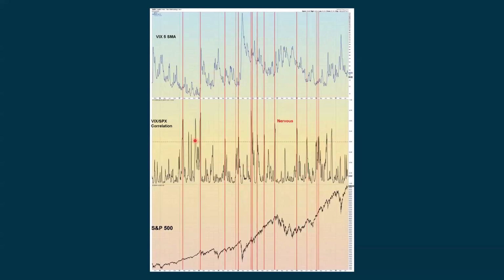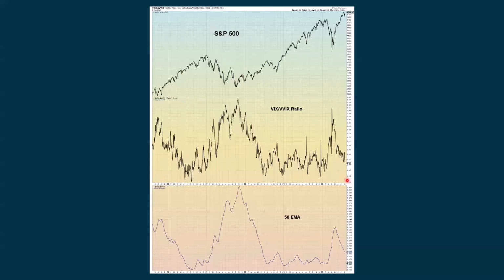We look at a correlation between the VIX and the S&P. When we get above the dashed line, that's when we get concerned. We're still getting a low reading here. Then we look at the VIX, and then there's like an indicator of the VIX. It's like the VIX of the VIX. So how volatile is the VIX itself, and then do a ratio between those two.